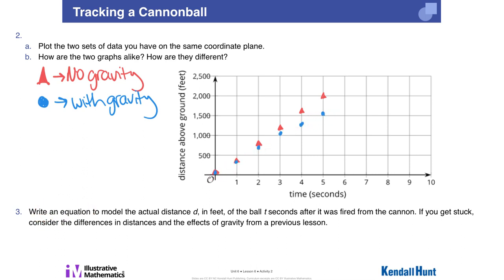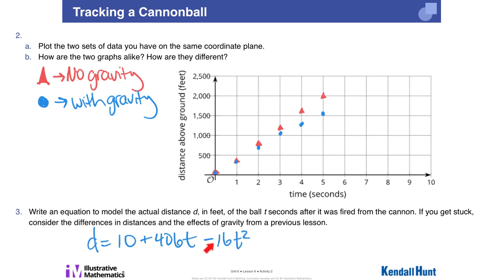So we're going to write an equation to model the actual distance. So that means including gravity. So what we're going to do is start with the linear model that we just had, where we started at 10 and we went 406 feet per second. So that's 406t. But now we're going to add in the effect of gravity. And so that's going to be minus 16t squared.